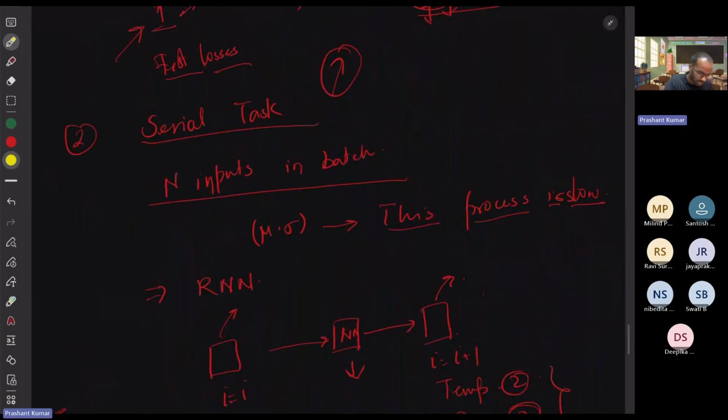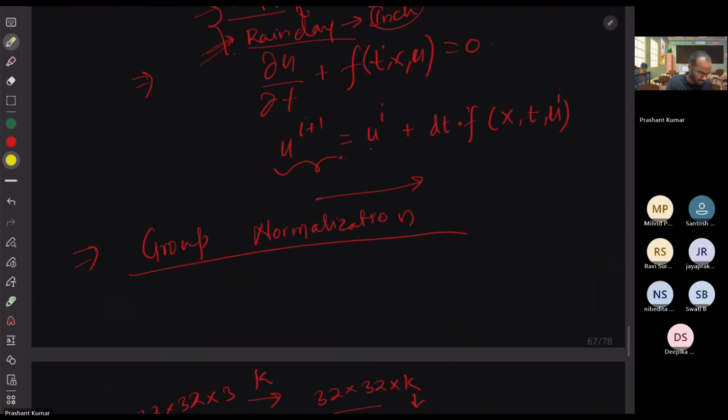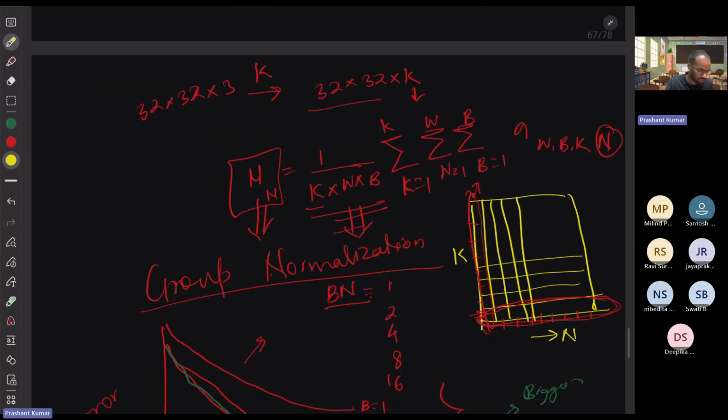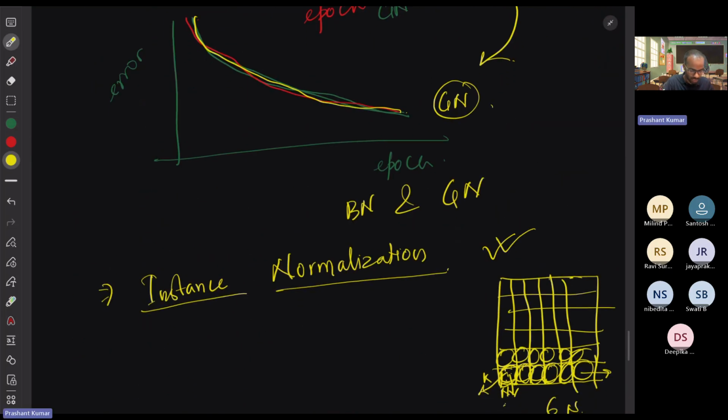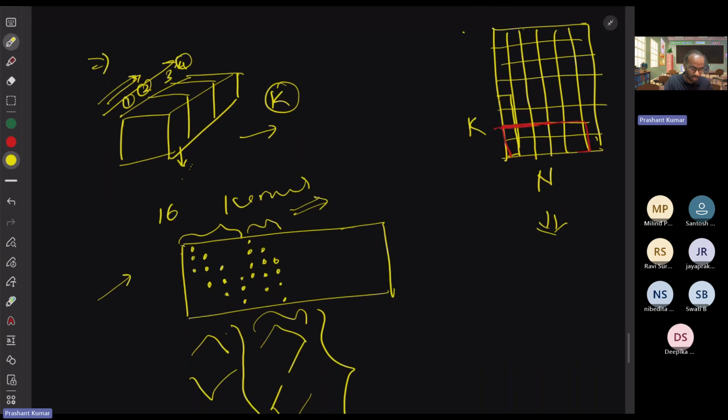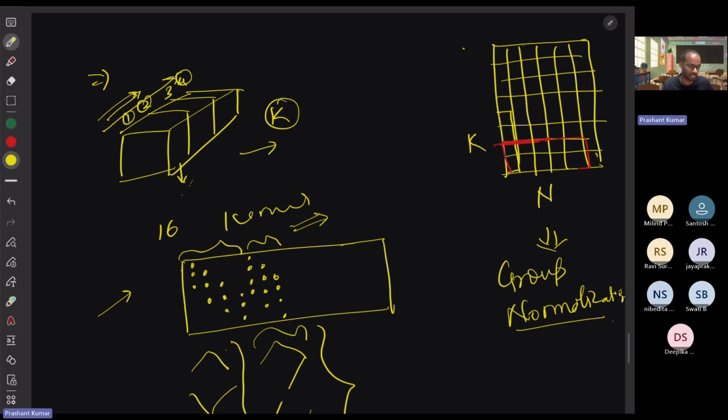So this was the batch normalization. This is called the layer normalization, working on all the layers from the kernel. This is the instance normalization. And what we are discussing now is called the group normalization. Okay, grouping a number of kernels, correct? Yes, grouping a number of kernels.